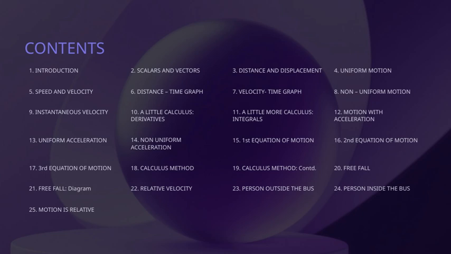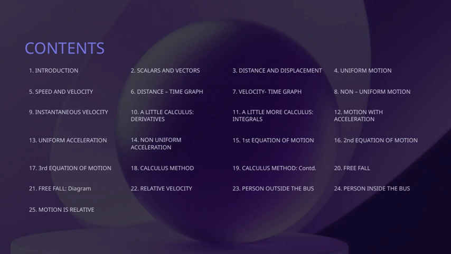Then, we delve into uniform motion, where speed stays constant, and non-uniform motion, where it varies. From there, we examine different types of acceleration, including uniform and non-uniform acceleration, to understand how objects speed up or slow down. The core of our discussion involves the equations of motion, starting with the first, second, and third equations, and how calculus helps us derive and interpret these formulas through derivatives and integrals. We'll see how these mathematical tools clarify the concepts of velocity and acceleration.